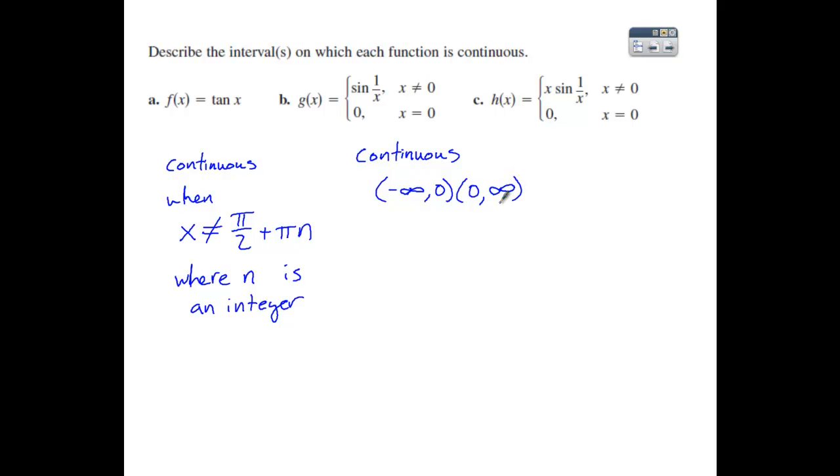So that's part B. Part C. Right here I have that oscillating behavior again, but that oscillating behavior is being multiplied by 0. And so when I multiply anything, even oscillating behavior, by 0, it's going towards 0. And so this can be plugged with this 0. And this is continuous on all real numbers, or -infinity to infinity.